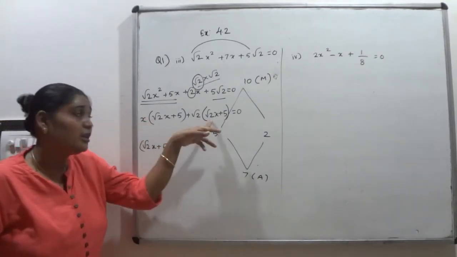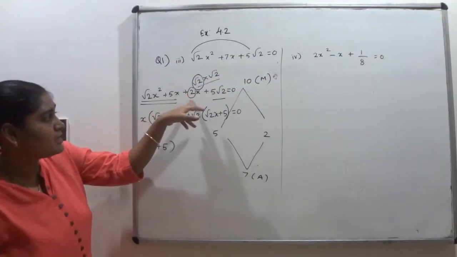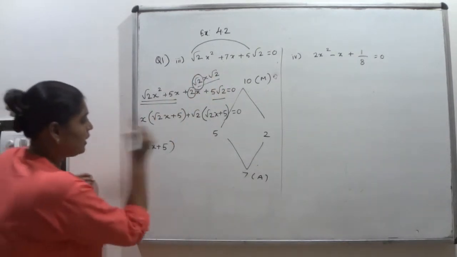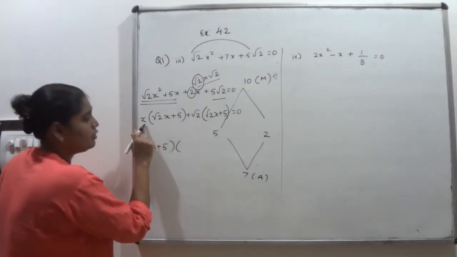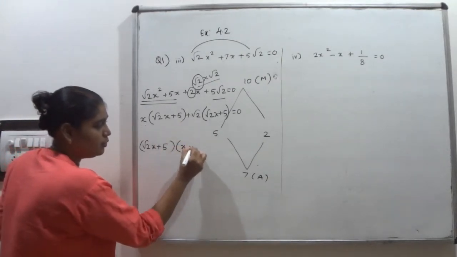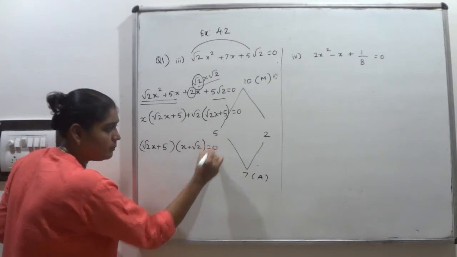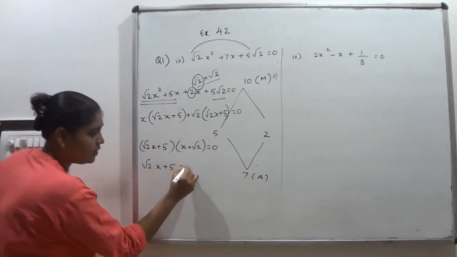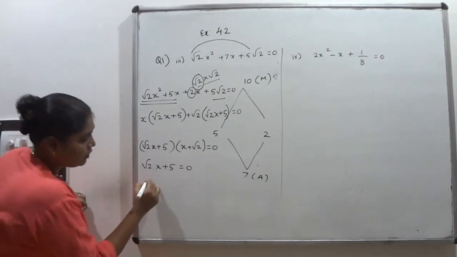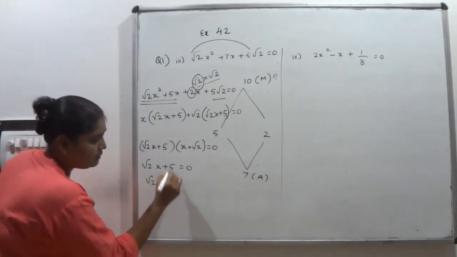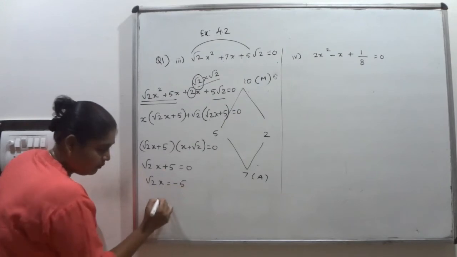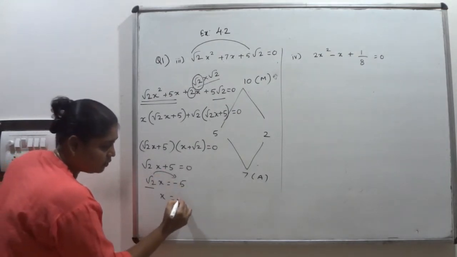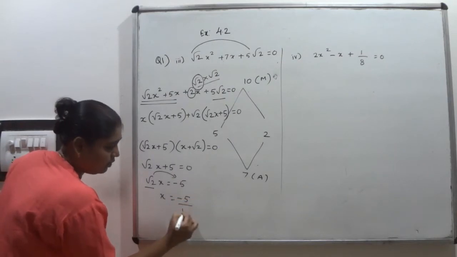From this equation, you have a common factor, that is root 2x plus 5. I should get the common factor, that's why I have split it as root 2 into root 2. Understand? So, take it out. What is left over? x plus root 2 equal to 0. Each factor you should equate with 0 so that you will get the x value. So, root 2x is equal to, plus 5 goes that side, minus 5. Then x is equal to, multiplied by root 2 goes that side, divided by root 2. So, minus 5 upon root 2.